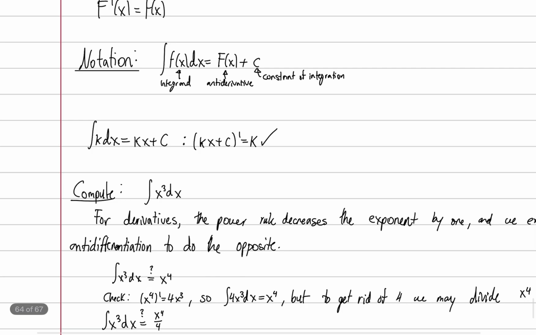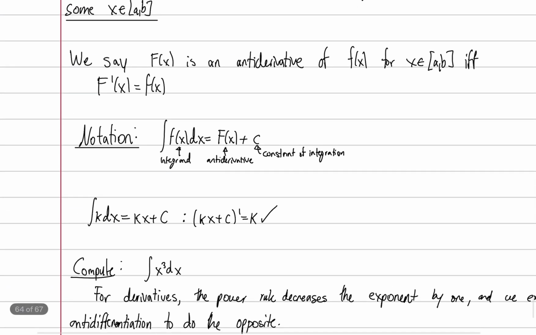So here's an example. Say we want to compute the integral of k dx. Well, this is kx plus c, and the reason why is that in order to get a constant, we have to take the derivative of a line, and this line is kx plus c. When we take this derivative, we get k. So we've checked. To sum that up, if we take the derivative of our antiderivative plus the constant and get the integrand back, then our antiderivative is correct.